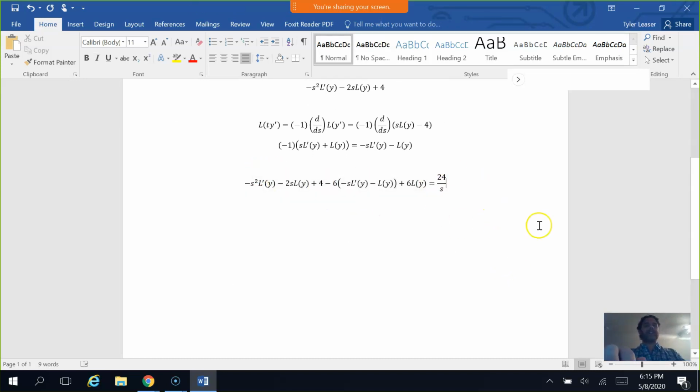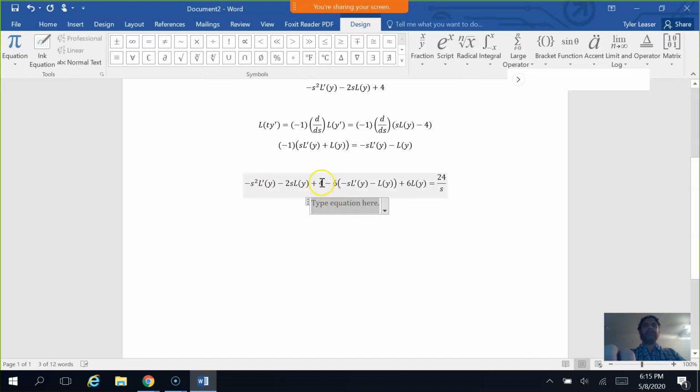All right, and then just cleaning all this stuff up and combining what we combined together, we can move this 4 over to the other side and then move everything else around. So the two terms that have the derivative are negative s squared plus 6s. That's on the first derivative of the Laplace transform. And then we have the actual Laplace itself, which has a negative 2s, a plus 6, and then another plus 6, so plus 12 on the Laplace. All right, that's just combining like terms with the derivative and then the function itself.